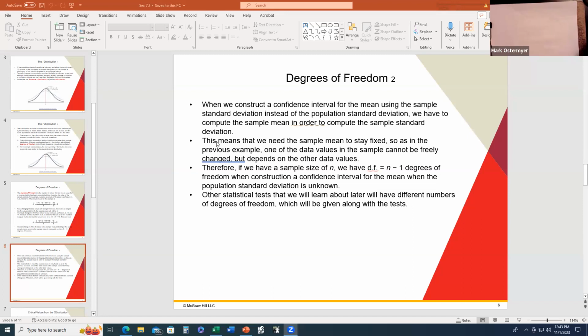And as a result of X bar being necessary to compute this sample standard deviation, the sample mean must stay fixed. So as in the previous example, one of the data values in the sample cannot be freely changed, but depends on the other data values. So again, this is just reemphasizing the fact that our degrees of freedom for a sample of size n, when constructing a confidence interval for an unknown population mean, is always going to be your sample size minus 1.